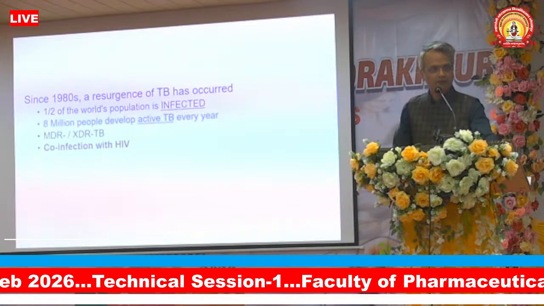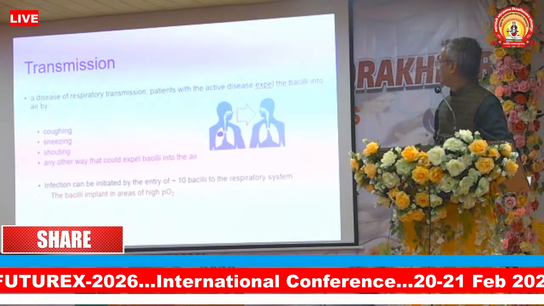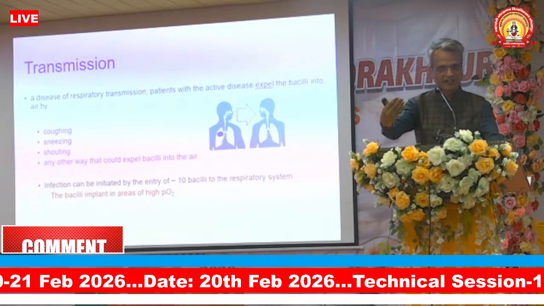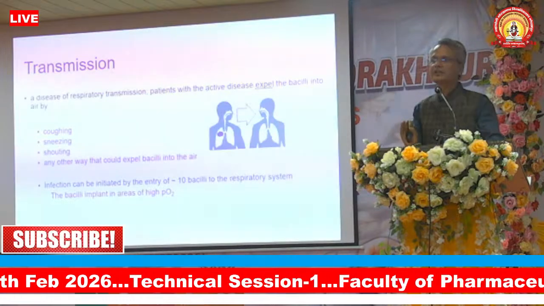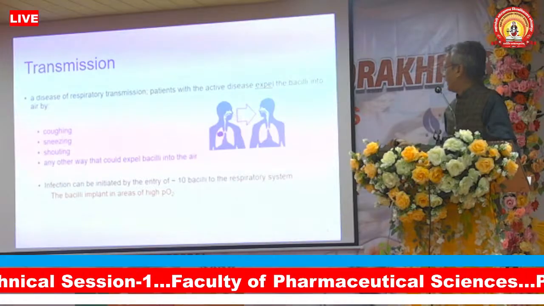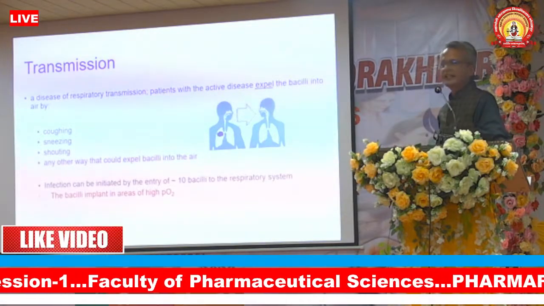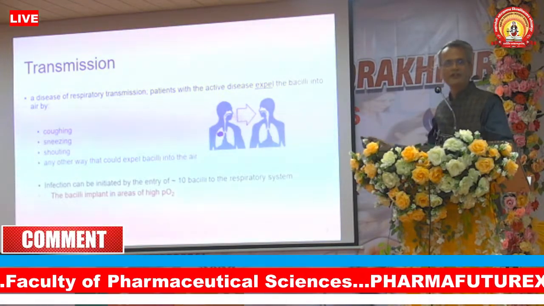Doctors, pharmacists, companies, they don't care; we have to care. So transmission happens through coughing, sneezing, shouting, or any other mechanism which allows the bacteria to be expelled. You expel 10 to 20 bacteria, and in the vicinity there is some healthy individual who inhales them, it goes to the lung, and then it is able to develop and give you the clinical symptoms. So 10 bacteria are enough. We don't need truckloads.